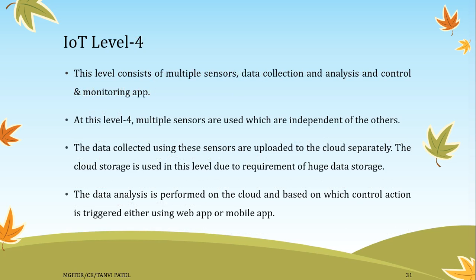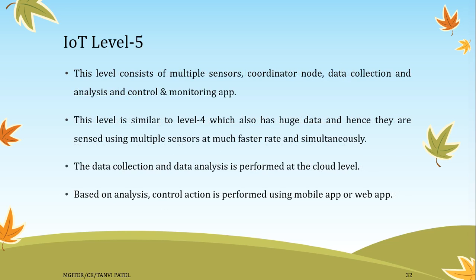IoT level 4. This level consists of multiple sensors, data collection and analysis, and a control and monitoring app. At this level, multiple sensors are used which are independent of the others. The data collected using these sensors are uploaded to the cloud separately. The cloud storage is used in this level due to the requirement of huge data storage. The data analysis is performed on the cloud and based on it, control action is triggered either using a web application or the mobile application. And the last one is IoT level 5.